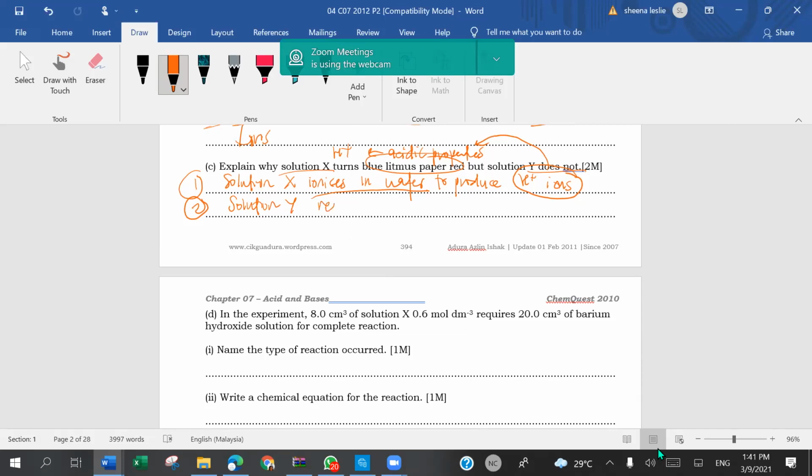Who is giving you answers, my dear? No, teacher is not giving answers. Zahir is just making noise on Discord. Okay, he knows you're having a class. He knows you. Okay, solution Y remains as a neutral molecule.